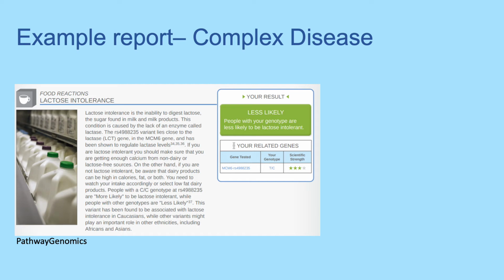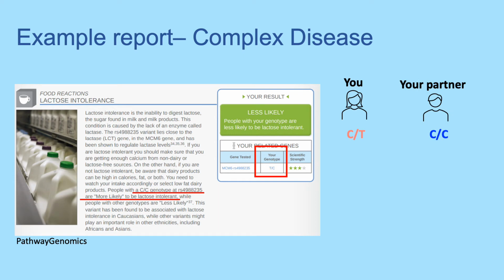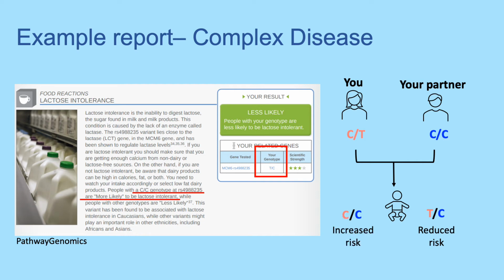Here, for the gene MCM6, the risk genotype is CC. In this example, your report shows that you have the TC genotype, meaning you are less likely to get lactose intolerant, but you're carrying the risk allele C for an increased risk for lactose intolerance. If your partner is CC at this position, he will pass down risk allele C for sure. You will either pass down C or T to your kid. If you pass down T, just like you, your children will have reduced risk for lactose intolerance. If you pass down C, your kid will have increased risk for lactose intolerance.